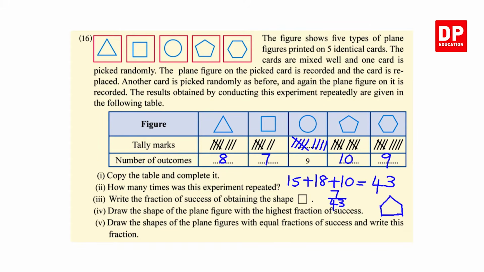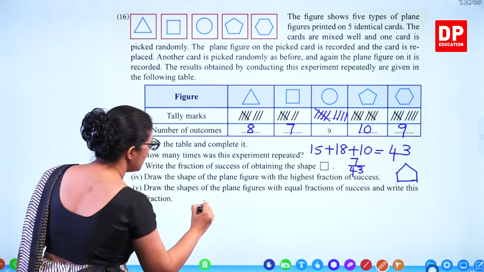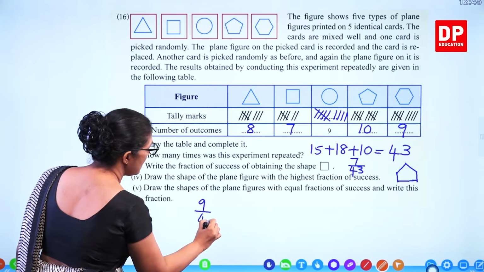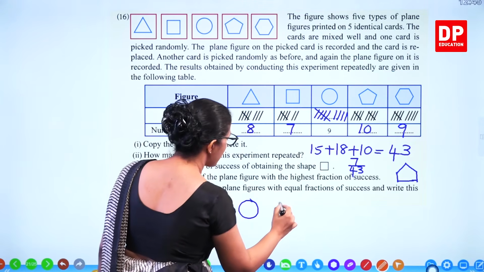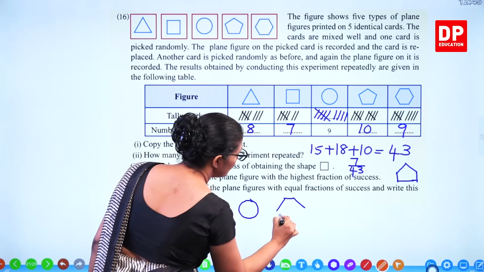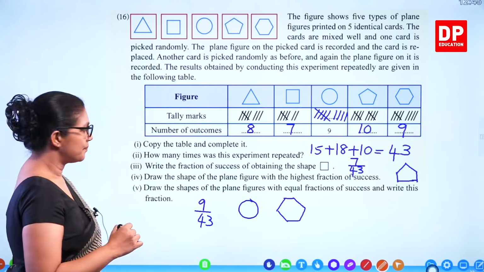Draw the shapes of the plane figures with equal fractions of success and write this fraction. So this is 9 over 43. What are the shapes? Circle and 1, 2, 3, hexagon. So those are the two shapes.